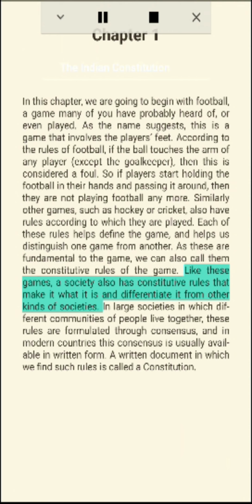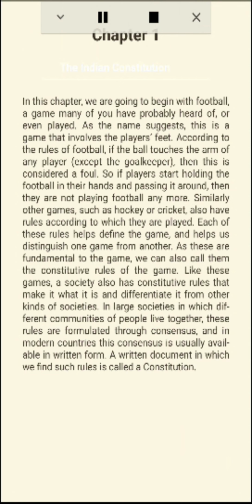Like these games, a society also has constitutive rules that make it what it is and differentiate it from other large societies in which different communities of people live together. These rules are formulated through consensus, and in modern countries this consensus is usually available in written form. A written document in which we find such rules is called a constitution.